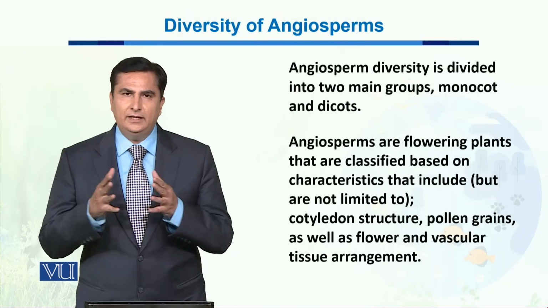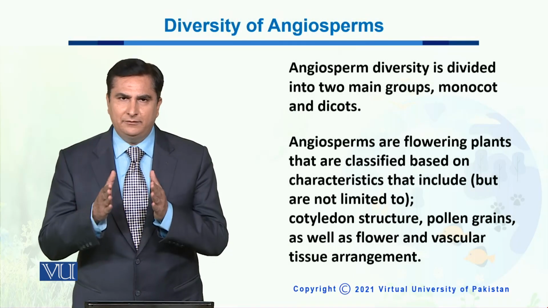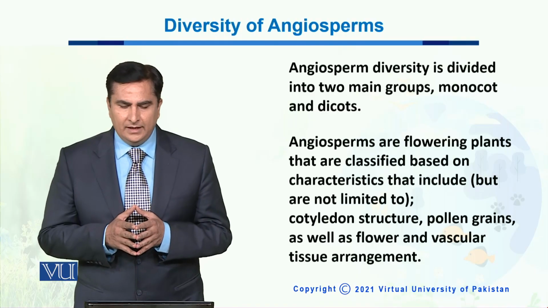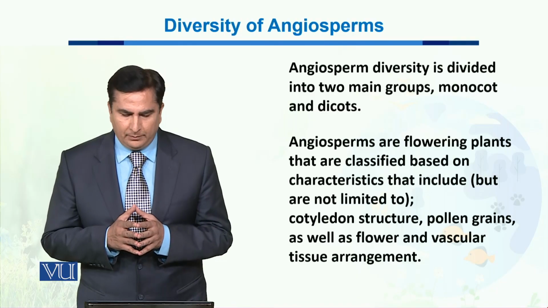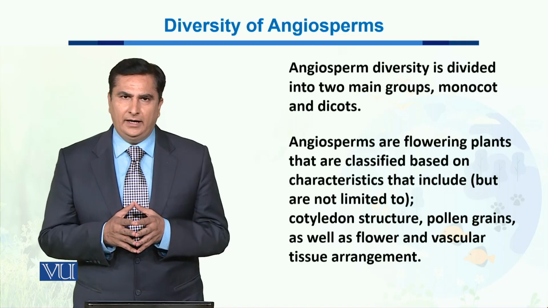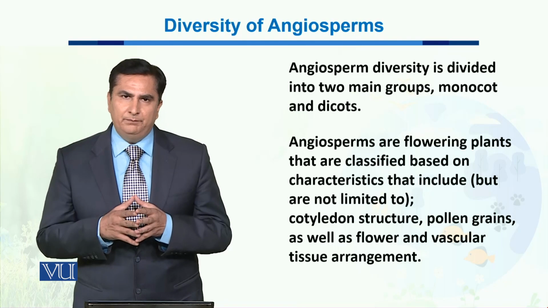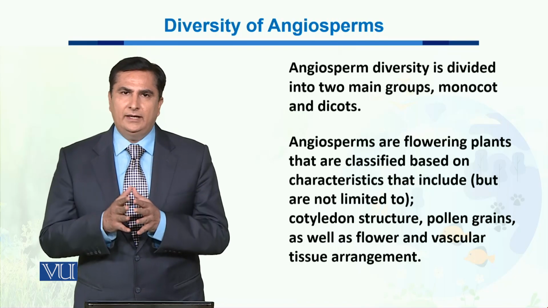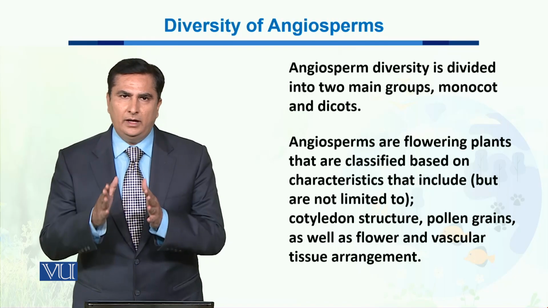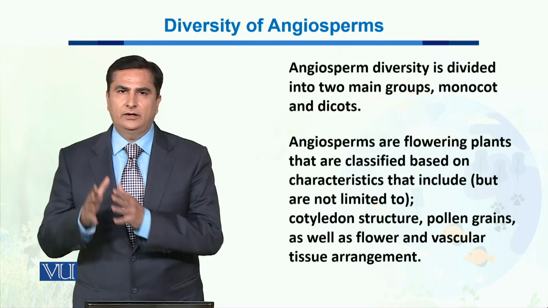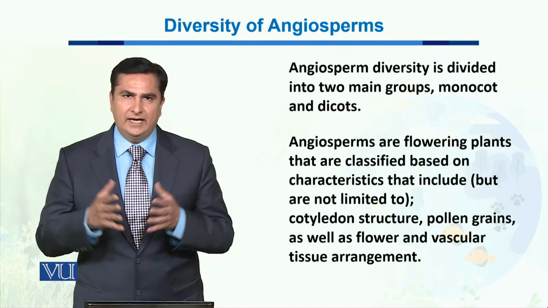Dear students, in this unit we will talk about the diversity of angiosperms. Now, angiosperms are the flowering plants that are classified based on different characteristics. In a broad sense, we can divide them into two major groups. One is called monocot and the other group is called dicots.